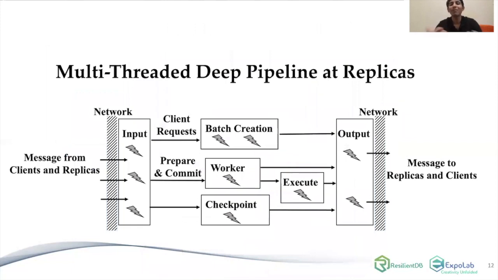ReasonDB provides a multi-threaded deep pipeline at each replica. Basically, in this diagram, you can see we have a lot of threads in ReasonDB. There are threads for creating batches. There are worker threads for processing other messages. We have input and output threads for communication with the network. We have a checkpoint thread for checkpointing and garbage collection. And there's an execute thread for executing all the transactions.